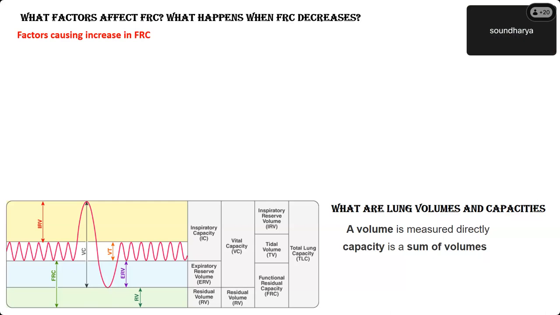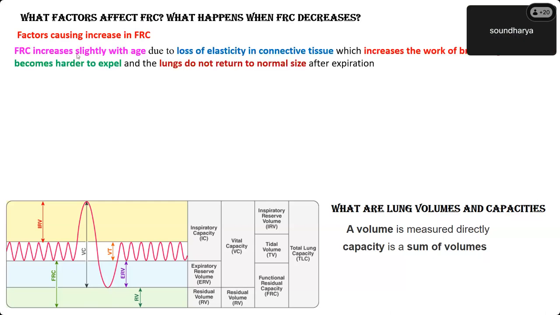FRC increases slightly with age due to loss of elasticity in the connective tissue, which increases the work of breathing. The air becomes harder to expel. The lungs do not return to normal size after expiration. So with advanced age, FRC slightly increases, factor number one.